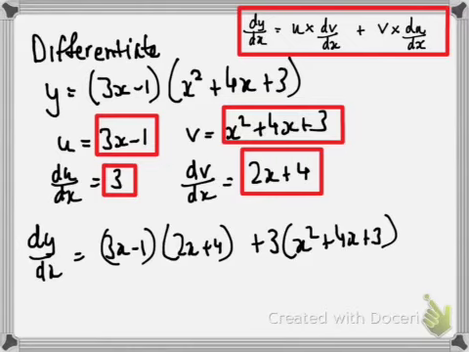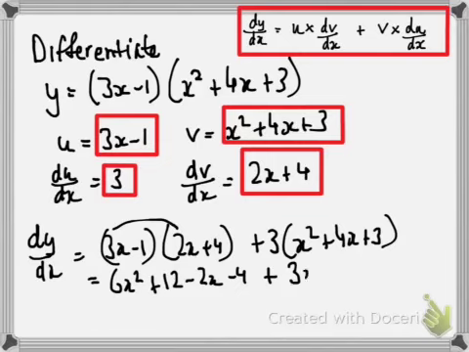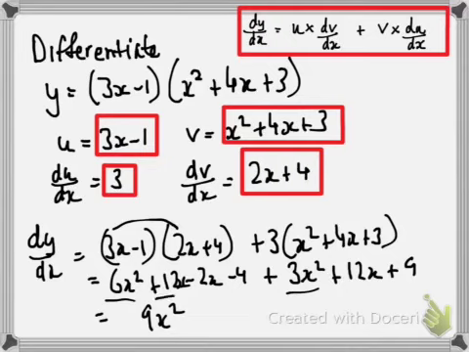We can multiply this out now. If we multiply out this first set of brackets here, we get 6x squared plus 12x minus 2x minus 4. Remove the second lot of brackets, we get 3x squared, should be 12x there by the way, 3x squared plus 12x plus 9, equals 6x squared plus 3x squared is 9x squared. 12x minus 2x plus 12x is plus 22x. Minus 4 plus 9 is plus 5. There's our answer.